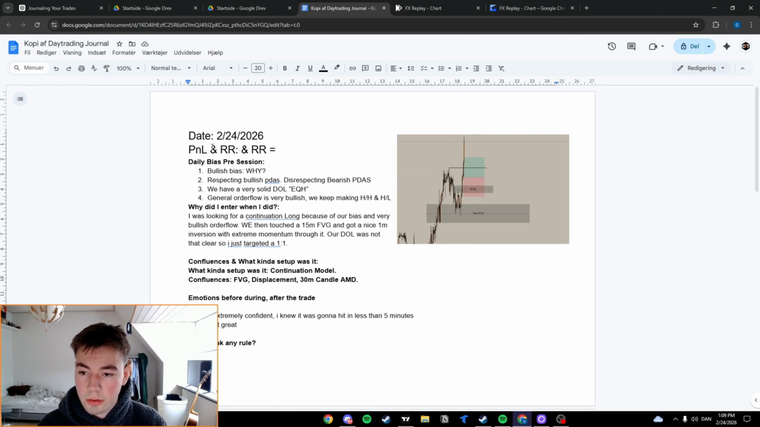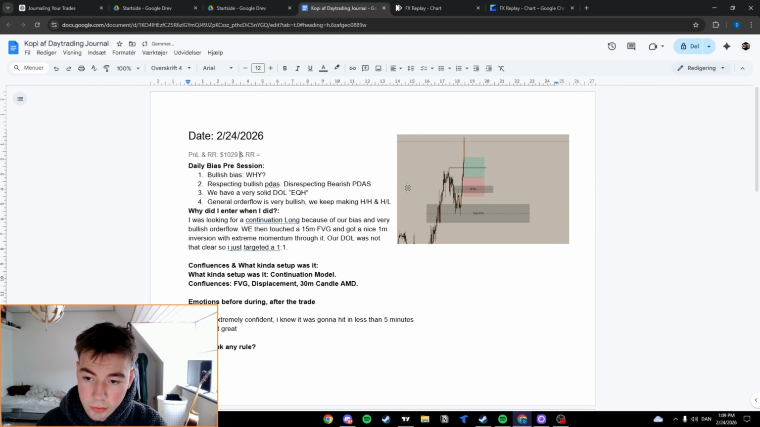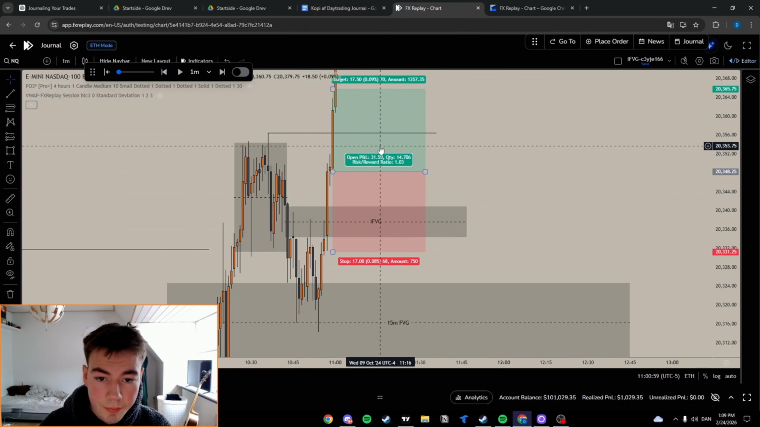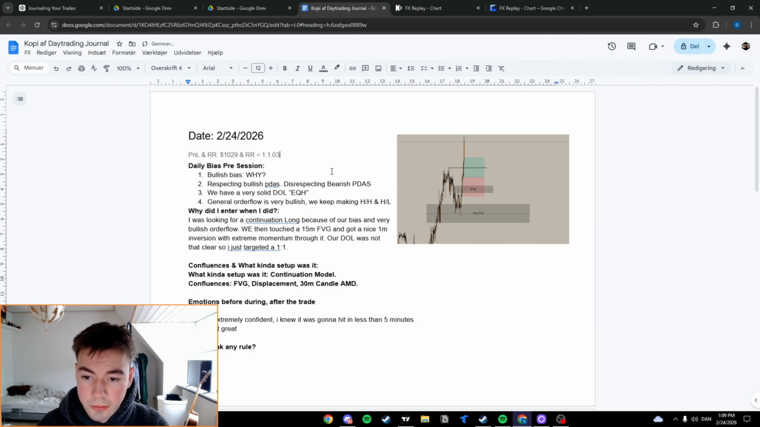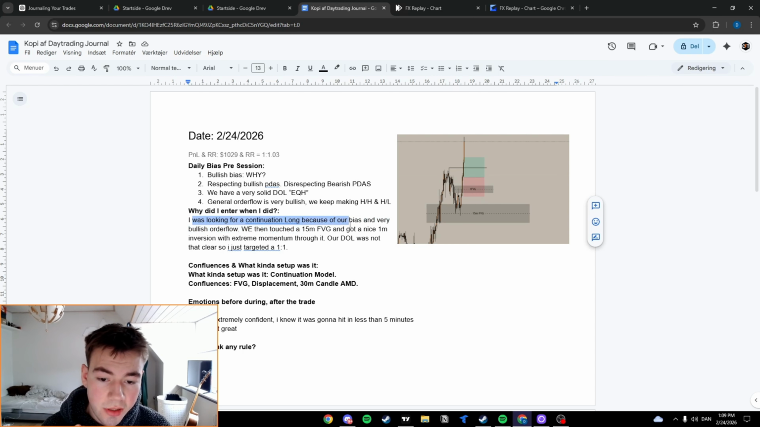P&L. Let's just write that real quick, Excel. How much did I make on this trade? 1029. And risk to reward is a 1 to 1.03. Okay. So I wrote this already, but I was looking for a continuation long because of our bias and very bullish order flow. We then touched the 15-minute Fibonacci gap and got a nice 1-minute inversion with extreme momentum through it. Our drawn liquidity was not that clear, so I just targeted a 1-to-1.